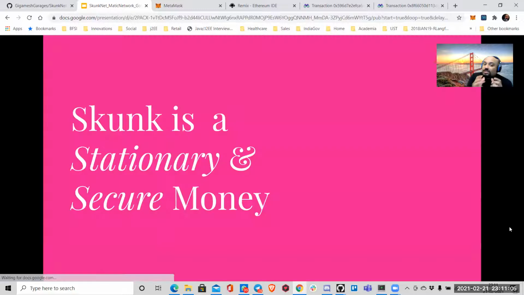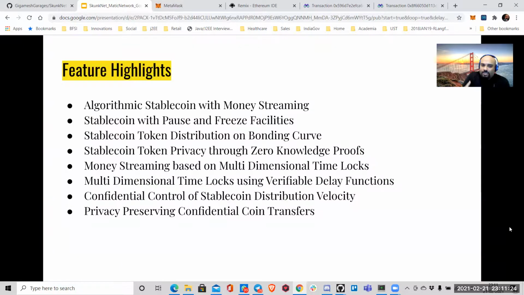So Skunk is stationary because we are keeping the time cryptographically controlled using special cryptographic devices that we will see shortly, and the supply volume and the velocity is controlled using smart contracts. How is it achieved? It is made really scalable using the money streaming technique ERC1620, and the supply is controlled using pause and freeze facilities.